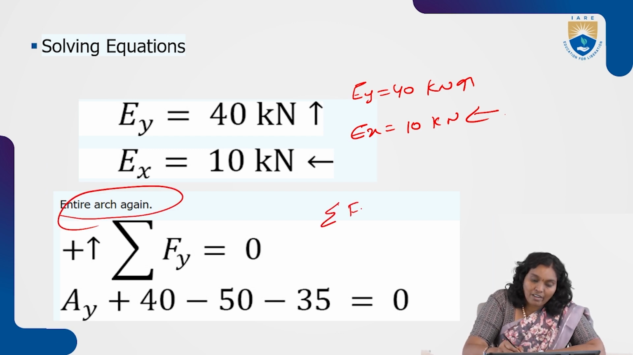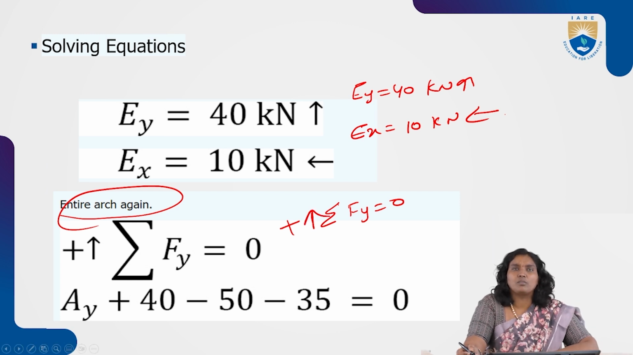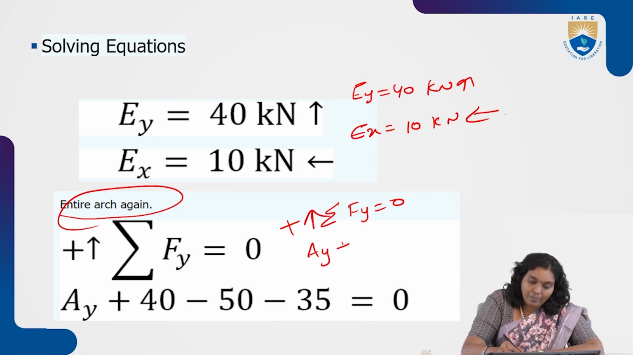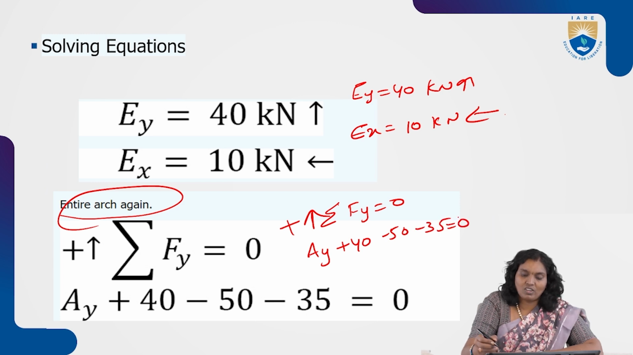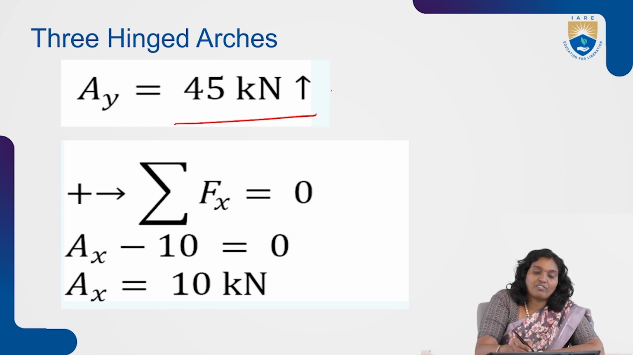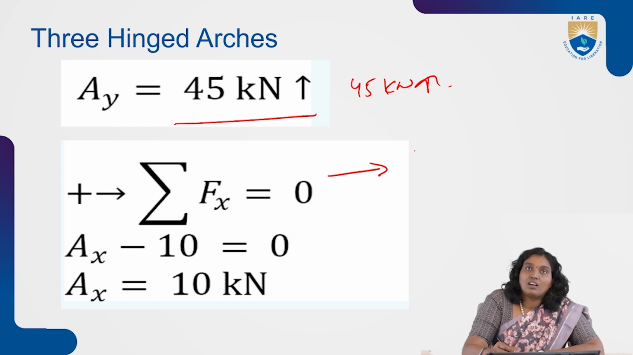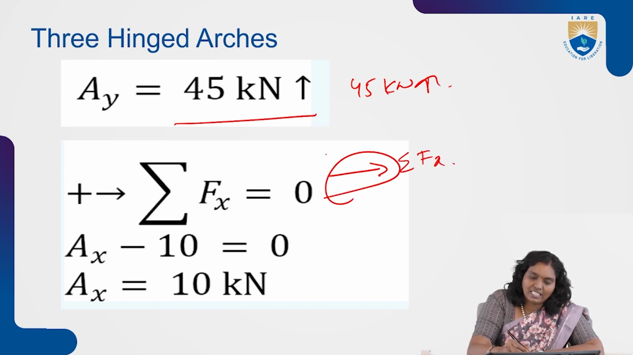So for the entire arch, we are applying this. Now sigma Fy is equal to 0. Consider upwards as positive. So AY plus 40 minus 50 minus 35 is equal to 0. Finally, AY is equal to 45 kilonewtons upward. And consider the equation from horizontal, that is sigma Fx is equal to 0. This direction is considered positive.